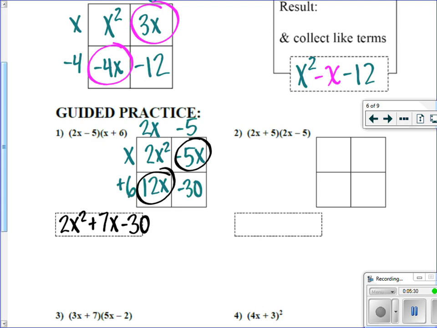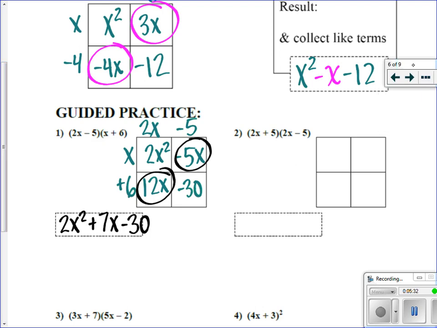Okay. Let's try number 2. One goes along the top, one goes along the side. So 2x plus 5, 2x minus 5. What's in the top left? 4x squared. 5 times 2x. What's in the top right? Okay. 2x times negative 5.